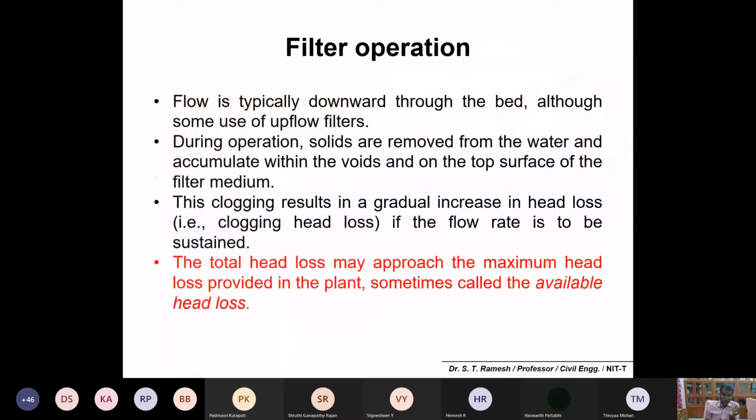Filters normally can be operated in either downflow mode or upflow mode. So please remember two different modes of operation: one is upflow, or sometimes you may use downflow operation also.